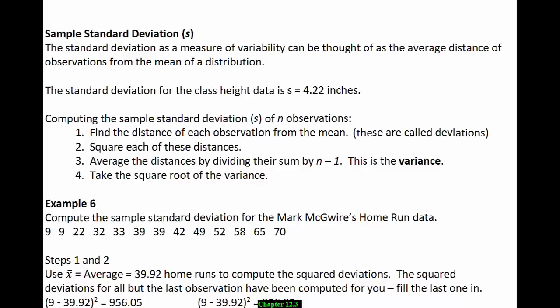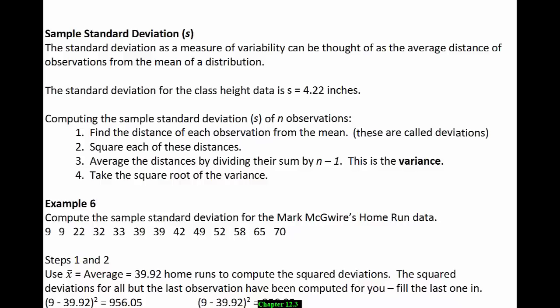You'll understand a little bit better how to picture what a standard deviation is when we get to Chapter 13 and study the normal distribution. For now, we're going to focus on computing it. We have 4 steps in its computation. We're going to find the distance of each observation from the mean, and these are going to be called deviations since they can be negative or positive. So the deviation from the mean, we're going to square each of these distances.